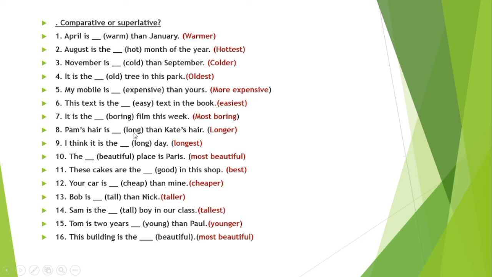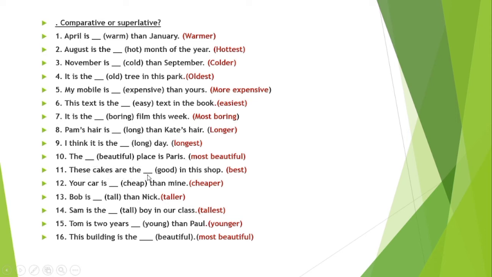Palm's hair is dash than cat's hair. Now again there is a comparison between the hairs of palm and cat, so long becomes longer because it is a single syllable, and we'll add er, longer than cat's hair. I think it is the dash day, so the longest day, long becomes longest. The beautiful place is Paris. Now it means that Paris is the most beautiful place, so here we need superlative degree. Beautiful takes most when we make it superlative, so the most beautiful place is Paris.